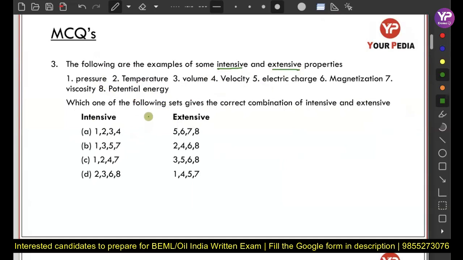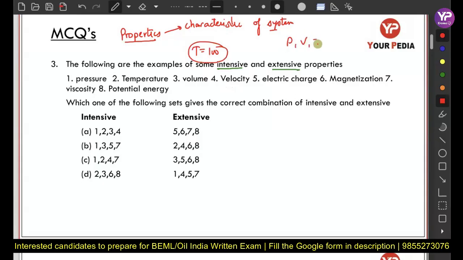Okay, now which is the correct one here? First of all, what is the meaning of properties here? See, properties are basically the characteristics of the system. That's what I have told you. So if the system is in a hot state, how can we characterize that? We can characterize that with the help of temperature. If the temperature is 100 degrees Celsius, we can say that the system is at a very hot state. The hot state is representing the characteristics here. In the same way, pressure, volume, temperature, all of these are the characteristics of the system.